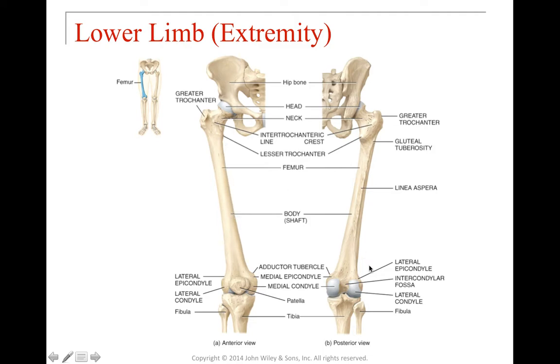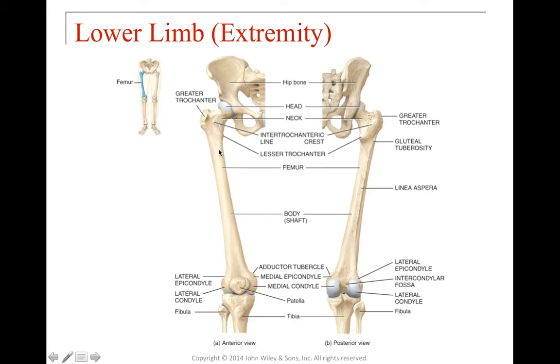Right? From the posterior view of a femur, we have this linea aspera, which is just going to run along the back side. And then we also have the gluteal tuberosity that is going to allow for the attachment of, or one of many attachment sites for the gluteus maximus muscles.